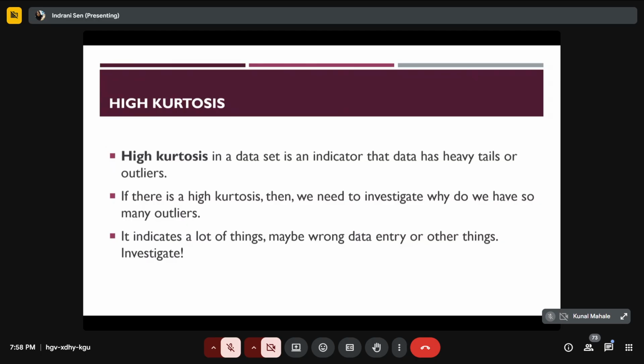In case you are getting very high outliers, like I told you, the crime column has an alarming rate. The outliers are very high, and the skewness is showing as 5 point something. In that case, it indicates a lot of things. It can be wrong data entry, or it can be an exception. It can be unpredictable situations and so on.